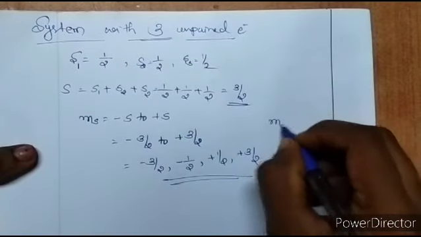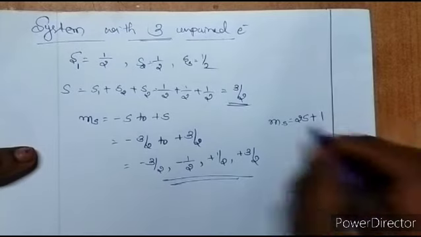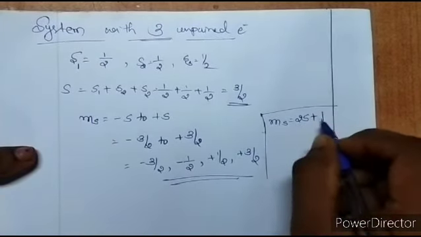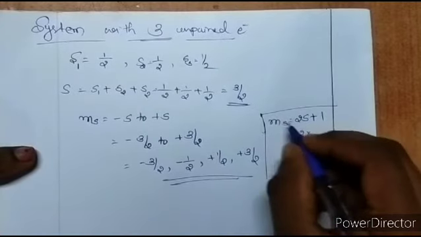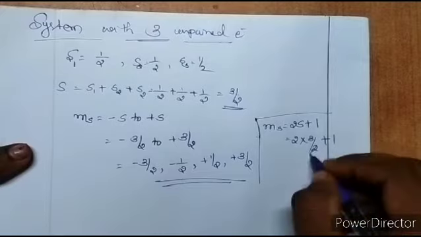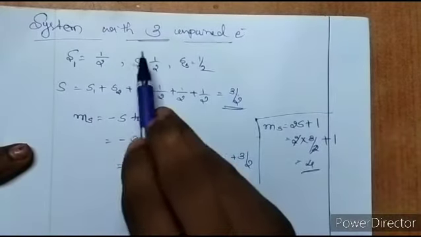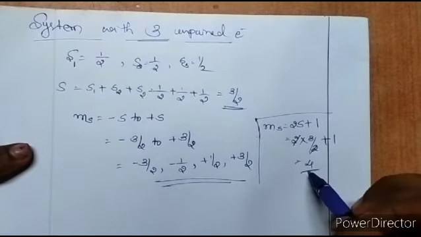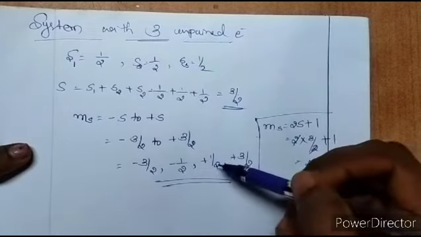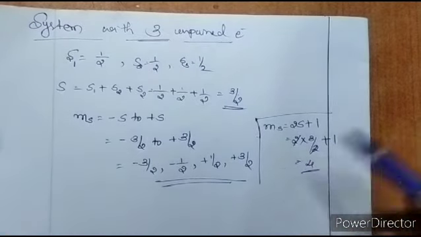How do we know how many ms values there are? I already gave this equation, correct? We know the number of ms values is equal to 2S plus 1. With S as 3 by 2, 2S is 3, plus 1, that is 4. That means for the system with 3 unpaired electrons, there must be 4 ms values. So what are the 4 ms values? Minus 3 by 2, minus 1 by 2, plus 1 by 2, and plus 3 by 2.